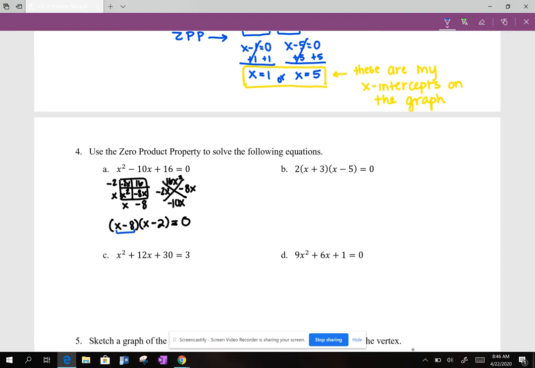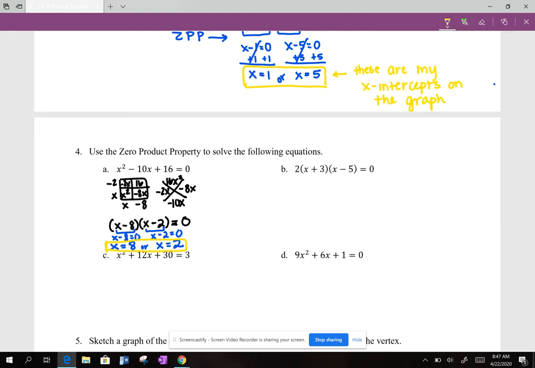So I need to set x minus 8 equal to 0, and I need to set x minus 2 equal to 0. If I solve, I get x equals, I don't have enough room down here. We'll make it fit. Okay, x equals 8 or x equals 2. And we are done with this problem.